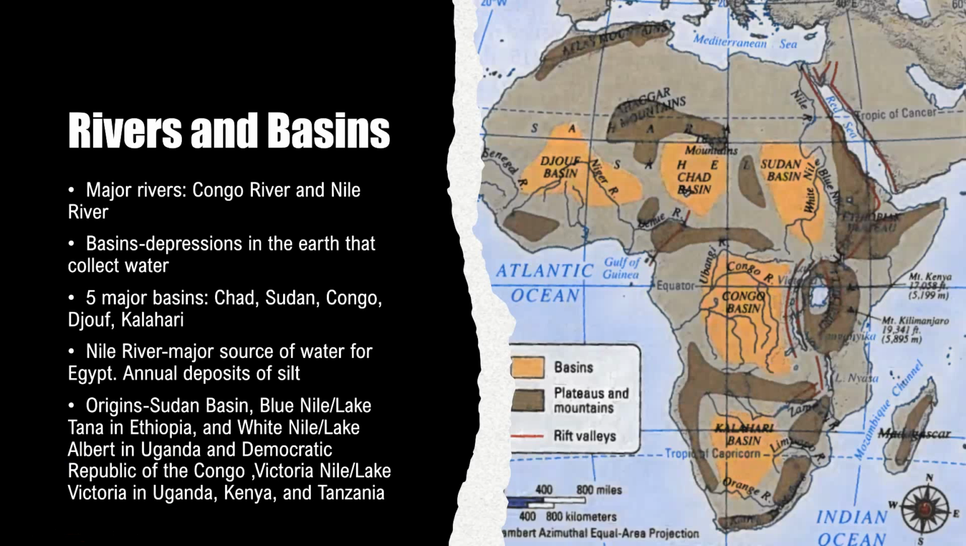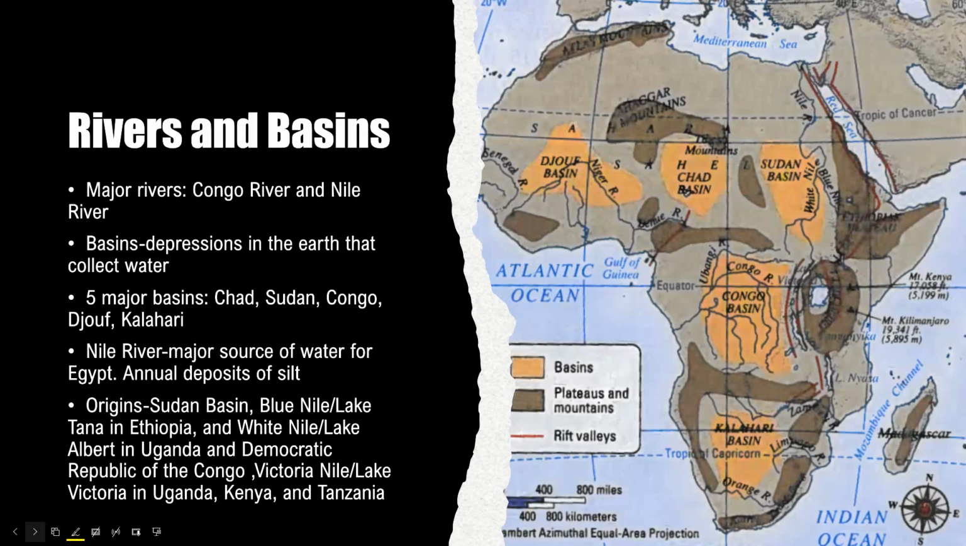Now, one thing that creates these major river systems are what we call basins. And basins are depressions in the earth that basically collect water from higher elevations that surround it. So Africa, it's not flat. You have a number of pretty sizable mountain ranges, many of which are going to surround these basins. And so all that water is going to pull down here. It's going to collect, and then from there it's going to flow into the ocean. So among the major river basins that you have there, you got the Chad, the Sudan, the Congo, the Juf, and the Kalahari.